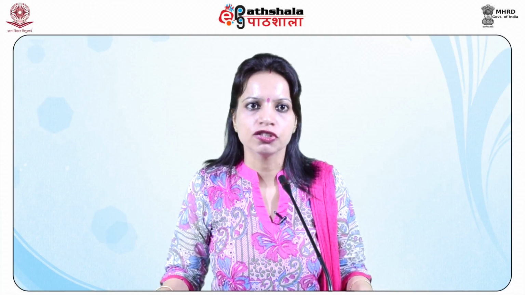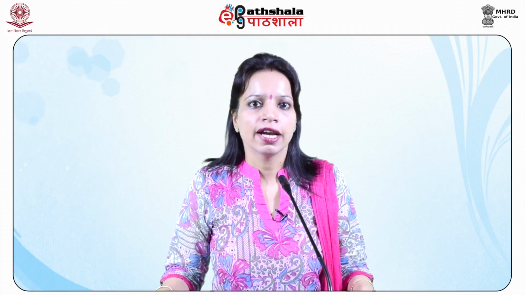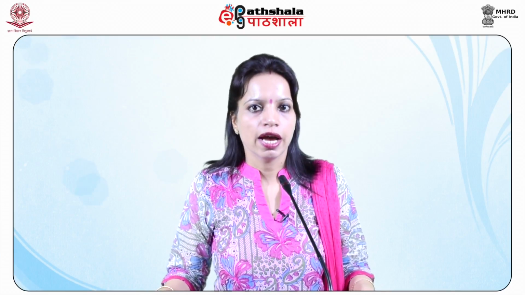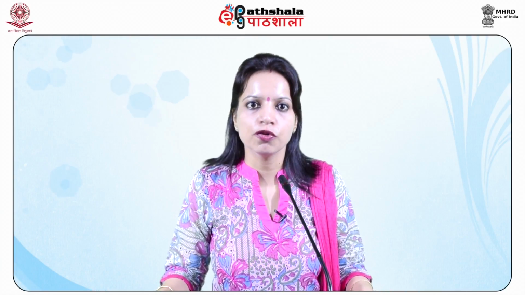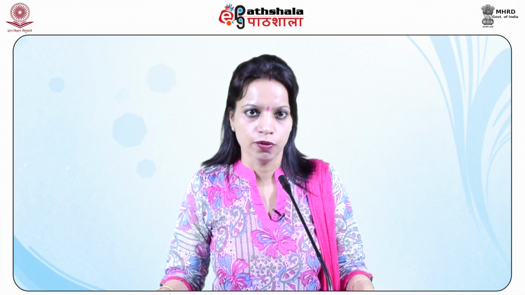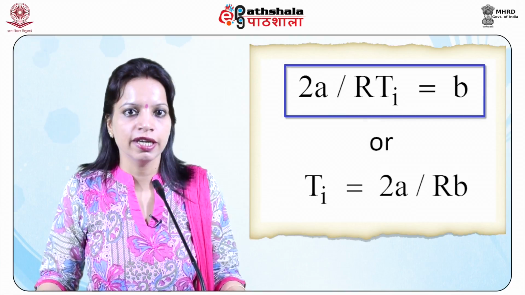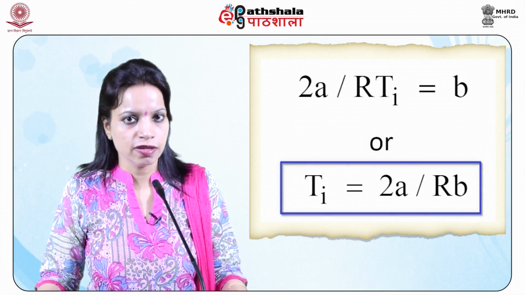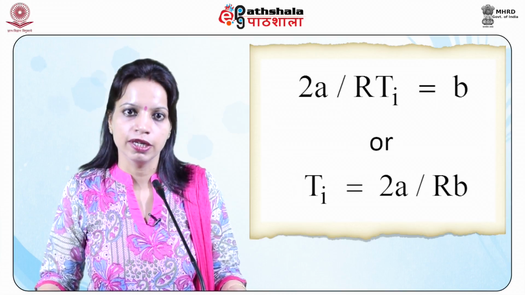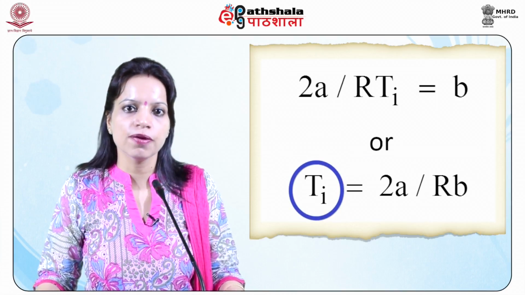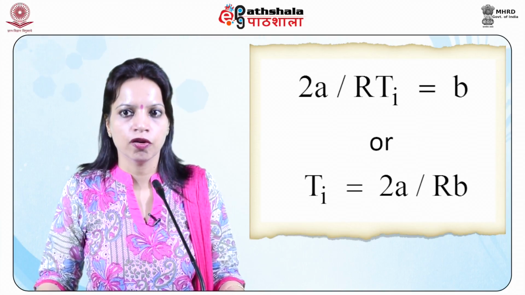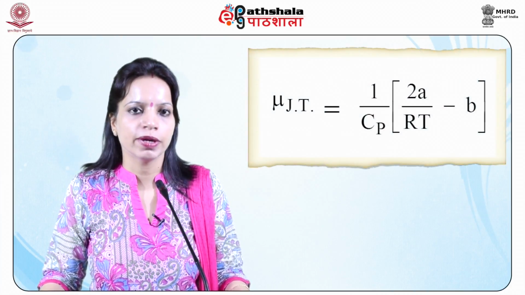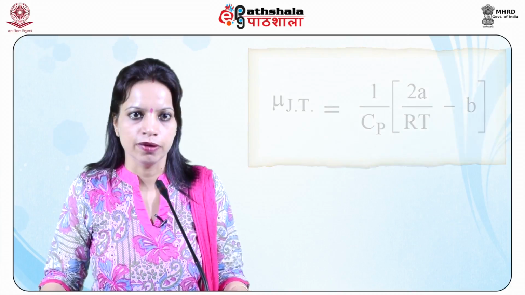The temperature at which the expansion of the gas occurred and the sign of the Joule-Thomson coefficient changes is known as inversion temperature. At this temperature, mu JT is equal to 0. Thus, equation 21 will be 0 when the term inside the parenthesis will be 0. Therefore, we get 2a/RTi = b, or Ti, that is inversion temperature, equal to 2a/Rb, where Ti stands for inversion temperature. Thus, inversion temperature is dependent on the van der Waals constants a and b of the gas. Mu JT = 1/Cp into (2a/RT − b).